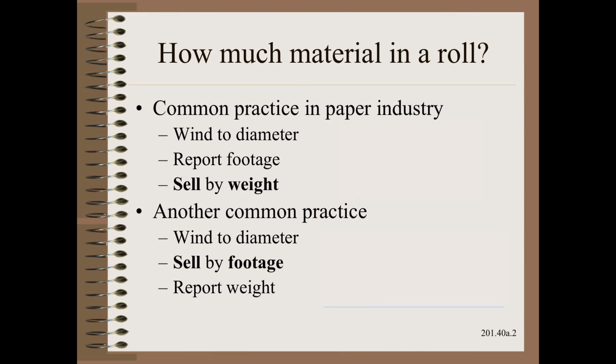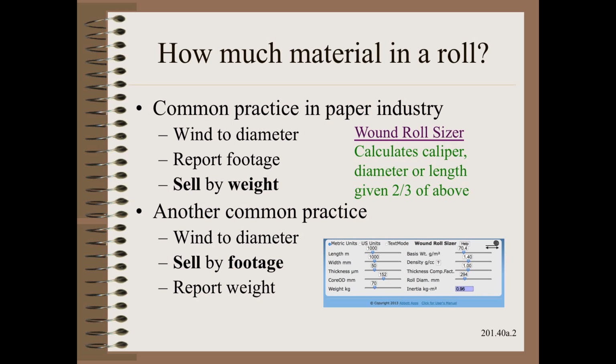There are two common commercial practices. In the paper industry and others, the norm is to wind to diameter, report length, and sell by weight. In converting, it is more common to wind to diameter, sell by length, and report weight. The free and easy Wound Roll Sizer by Abbott app does many calculations and conversions for you. In any case, we see length almost always showing up on a shipping label.